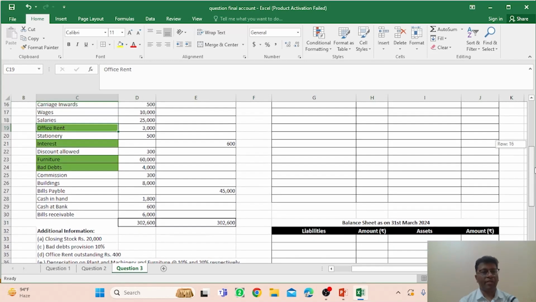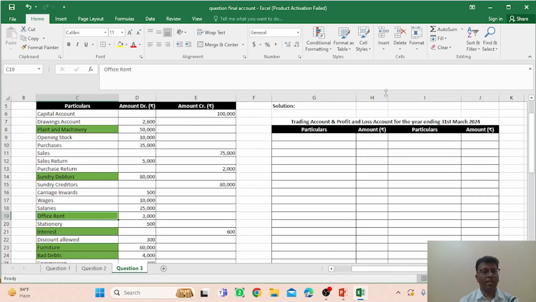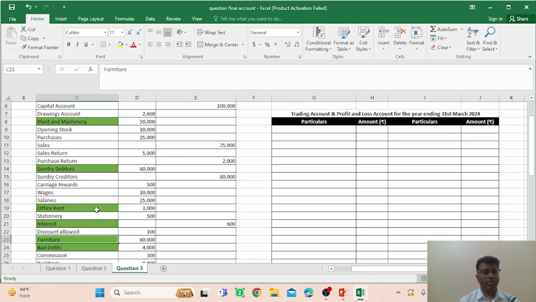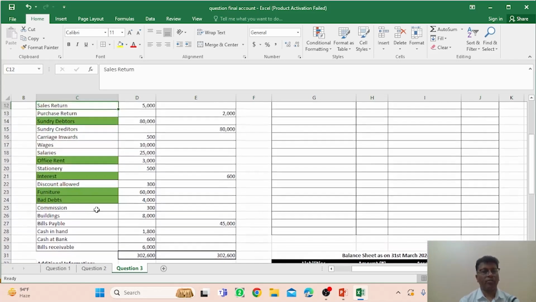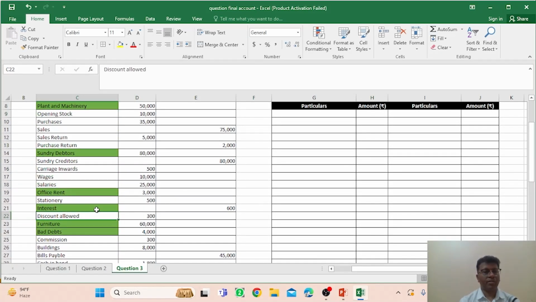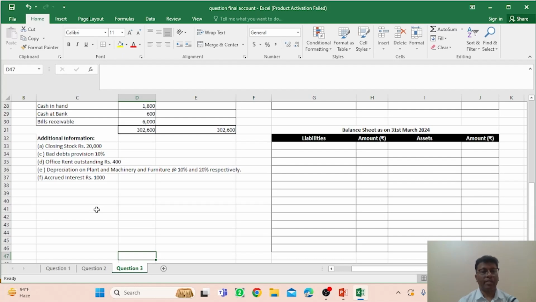Depreciation of plant and machinery and furniture. Depreciation plant and machinery, right? So plant and machinery is marked. And where is the furniture? Yes, furniture, this one. This is also marked, right? And accrued interest. So accrued interest, you find interest. Yes. So where is the interest? This one. Okay. So it is the income side, and interest is accrued in the question in the additional information. So you have to take care of it also, right?